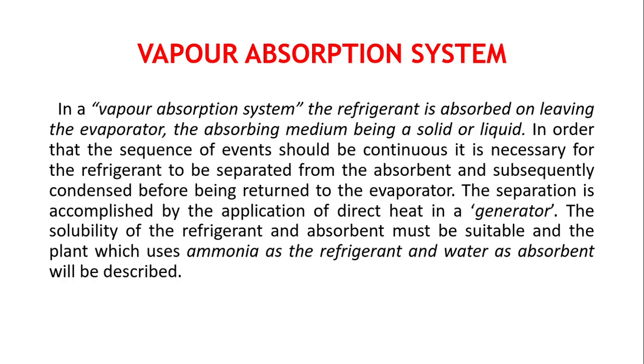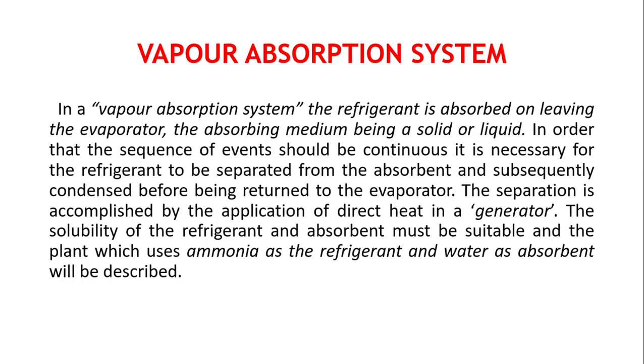that in the vapor compression refrigeration system you can find a main component, the compressor, which is used to compress the refrigerant, whereas instead of a compressor, the vapor absorption system has a generator. Here there is no compressor. The remaining components such as the condenser, expansion valve, and evaporator are the same as in the vapor compression refrigeration system.